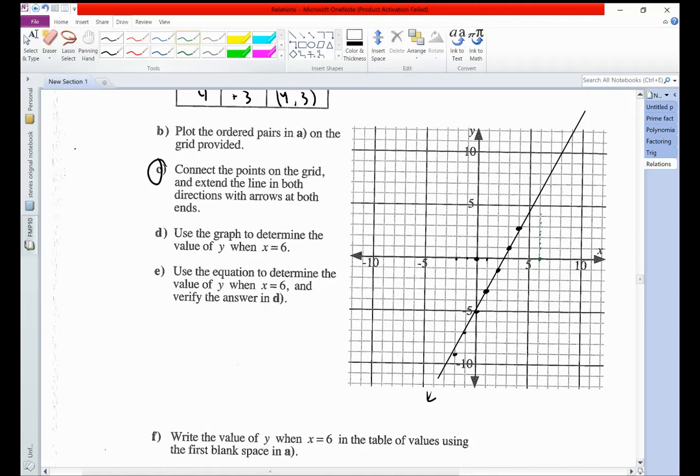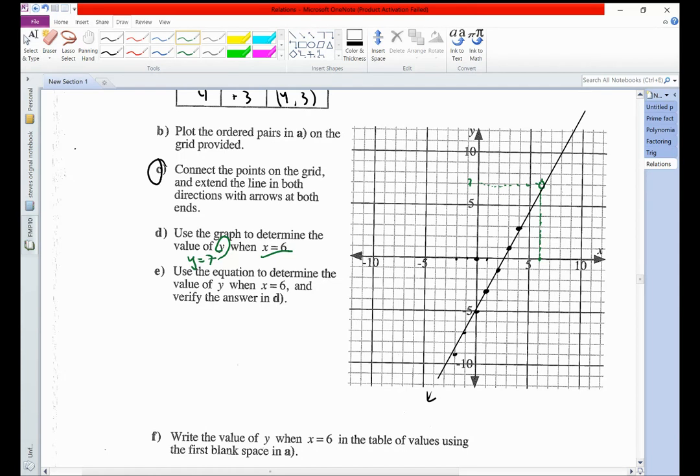Okay, back to the question. I apologize for that. Use the graph to determine the value of y when x is 6. So we go to x is 6, and we can trace it up. And this line is a little bit off. I apologize. It should be crossing there at that point. Normally you would just go to the line, but my line is wrong. Bear with me. And we can see that y is 7.